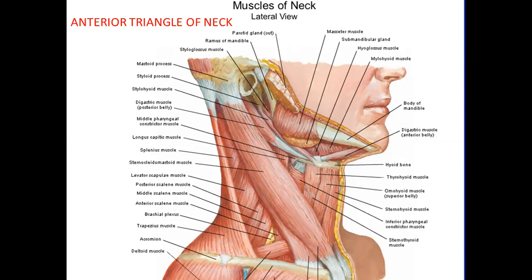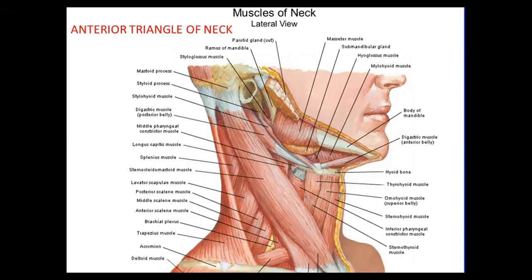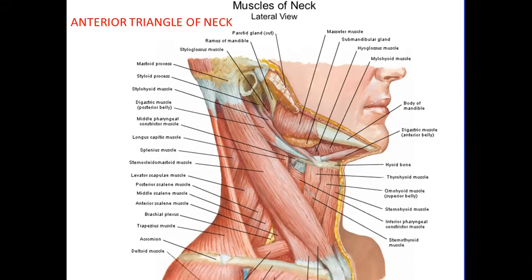Today we are going to see the anterior triangle. Last time I told you about the posterior triangle, the side of the neck. Today we are going to see the anterior triangle. The triangular area on the side of the neck in front of sternocleidomastoid is known as the anterior triangle of the neck.